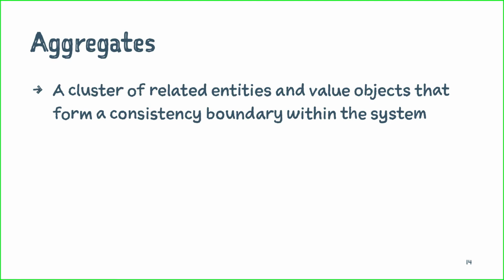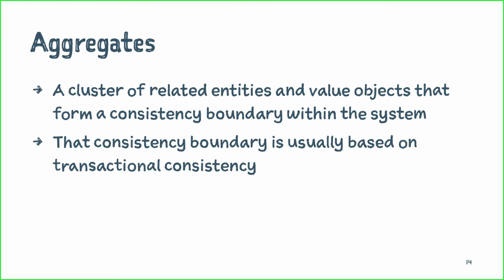So a little more interesting ones, which I think as developers you would usually be working with, are these aggregates. So the aggregates are just a group of related entities and value objects. And the important part about that is that they form this consistency boundary within the system. That consistency boundary is usually based on transactional consistency. So basically, if something's going to change within that aggregate, we want to make sure that if there are multiple different changes, all of them happen within the same transaction. And I'll clarify that doesn't necessarily mean a distributed transaction as you would maybe think of it in database terms, but just that it's consistent.